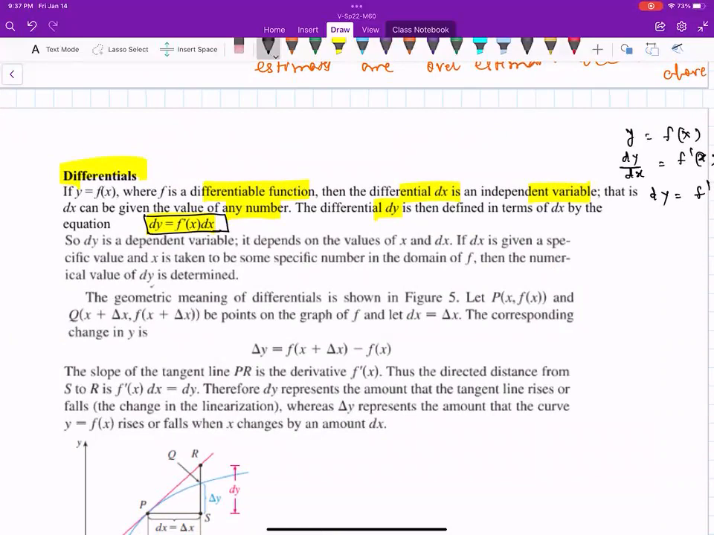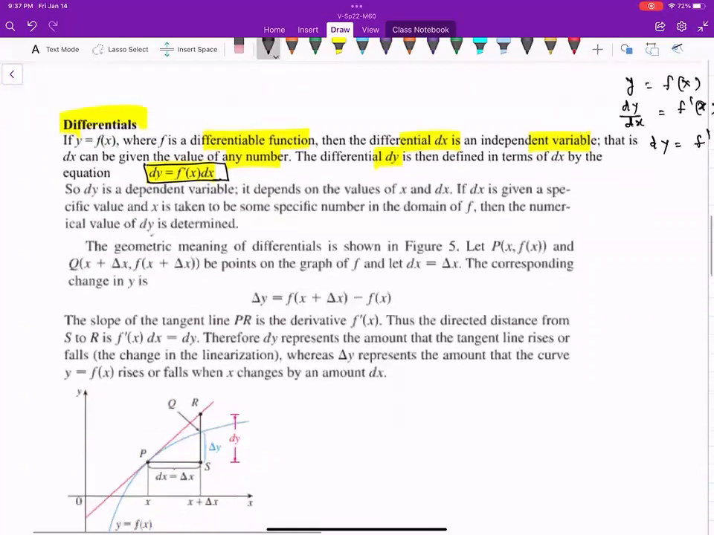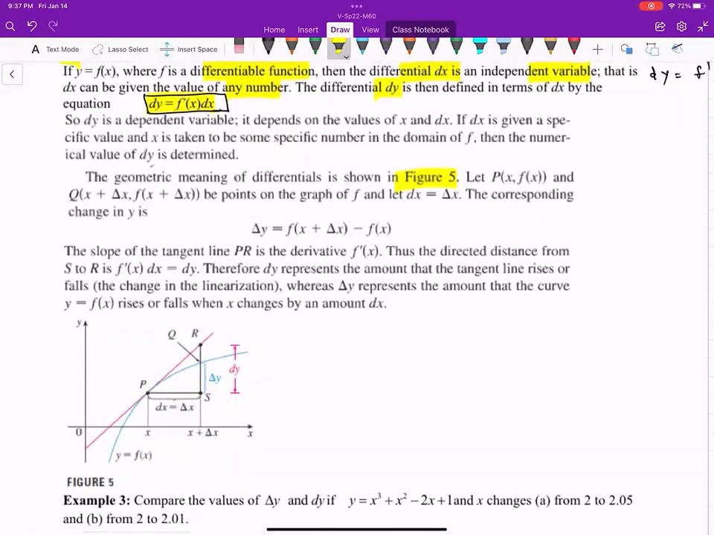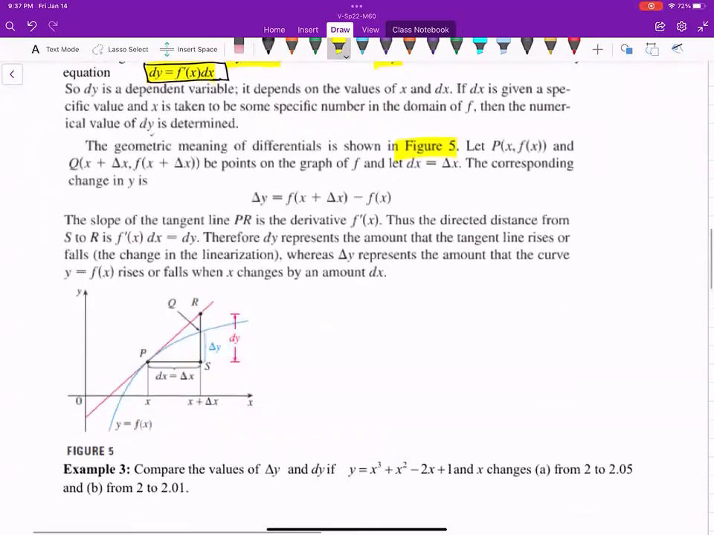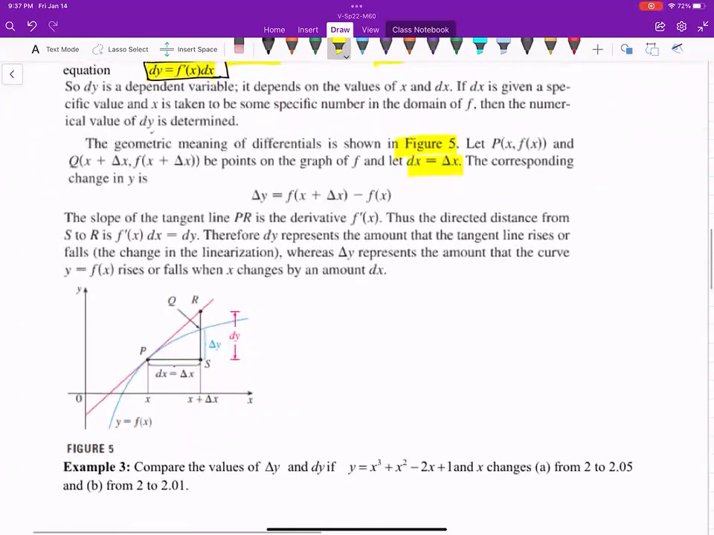If dx is given a specific value and x is taken to be some specific number in the domain of f, then the numerical value of dy is determined. The geometric meaning of differentials is shown in this figure below. Let P(x, f of x) and Q(x plus delta x, f of x plus delta x) be points on the graph of f, and let dx be equal to delta x.